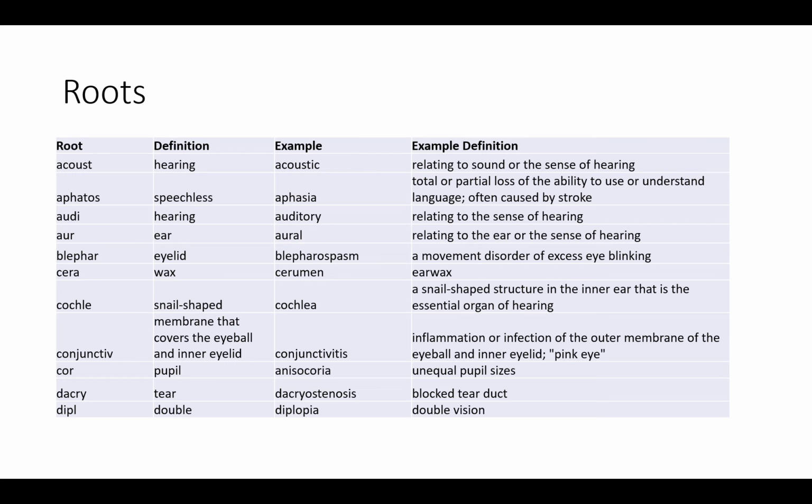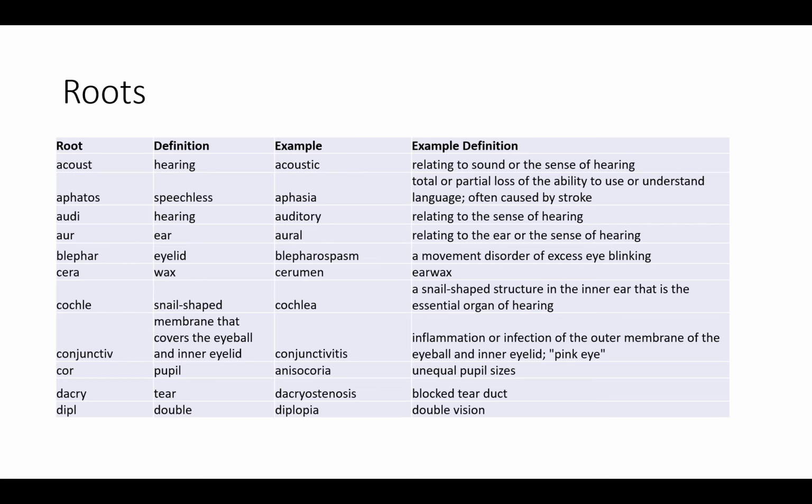Cochlea means snail-shaped. The cochlea, as we saw earlier, is a snail-shaped structure in the inner ear that is the central organ of hearing. Conjunctiva is the membrane that covers the eyeball and inner eyelid. Conjunctivitis, commonly known as pink eye, is inflammation or infection of the outer membrane of the eyeball and inner eyelid. Cor means pupil. Anisocoria refers to unequal pupil sizes.